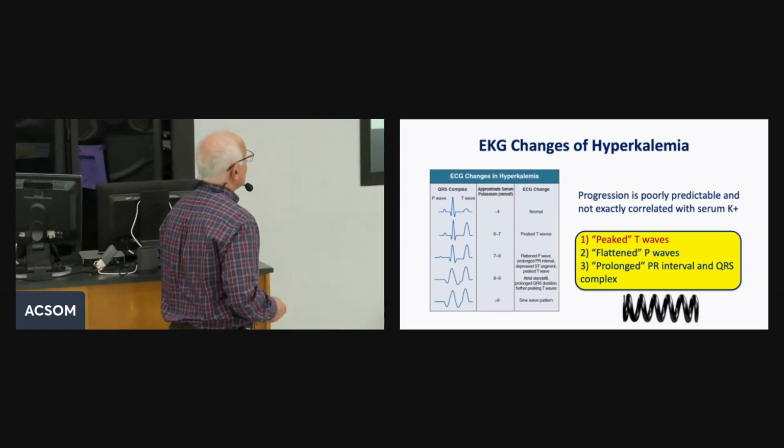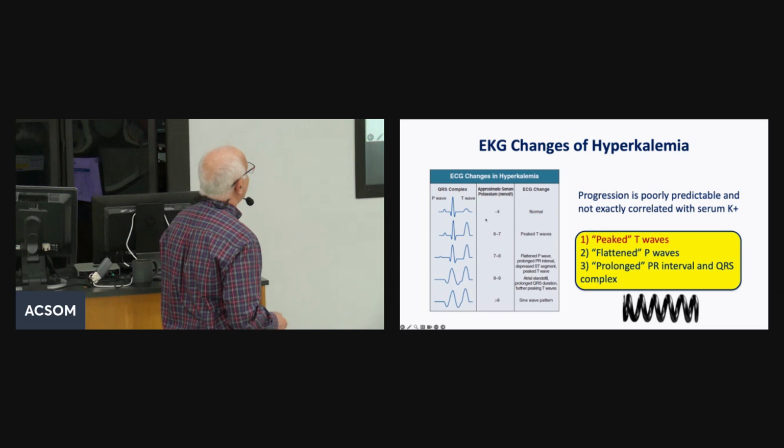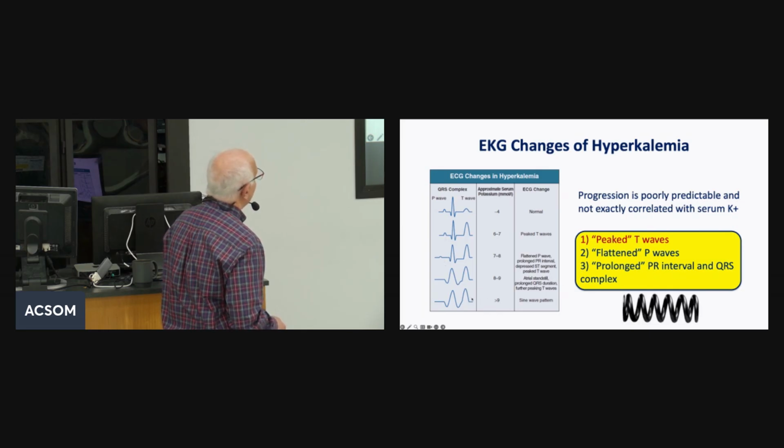Hyperkalemia. Basically, you start to have peaked T waves. This is the normal. Starts to go a little bit peaked. Then it becomes, so I show you here, peak T waves. You see it here. Flattened, it goes away a little bit, the P, and then prolonged PR, QRS complex. Look how it looks like.